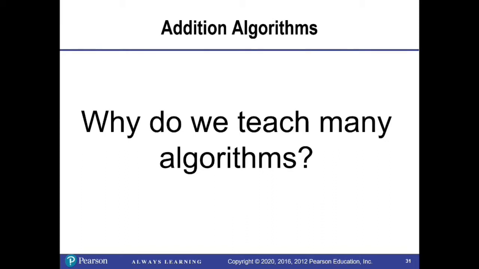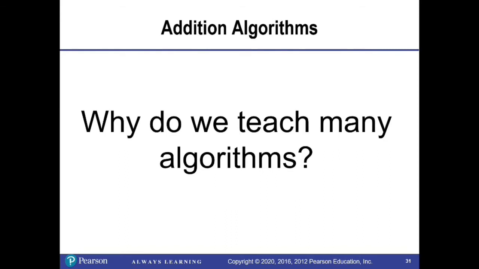And you may be wondering, why do we teach so many algorithms? Well, we don't expect children to use all of the algorithms in real life. But the algorithms do help children develop understanding of what we do when we add. And some algorithms will work better for some problems, while other algorithms work better for other problems. You'll notice as we go through these algorithms, they do build upon each other.